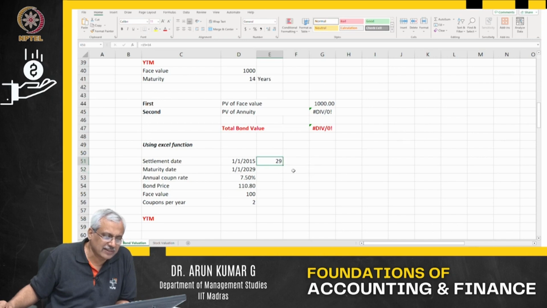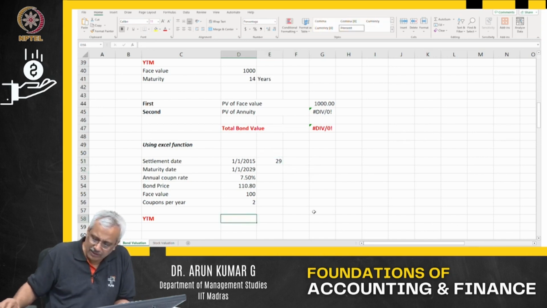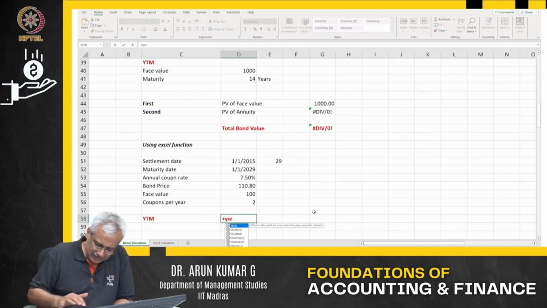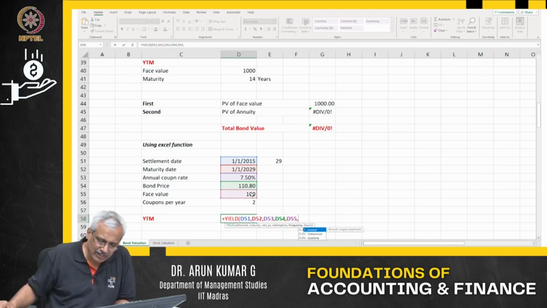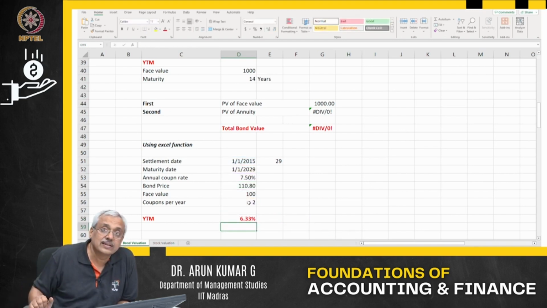Let's use an Excel function here. All that I will do is use yield: settlement, yes, comma, maturity, yes, comma, rate 7.5%, price 110.18, redemption 100. What is the frequency? 2 here. I just do this and then I have the yield at 6.33%.